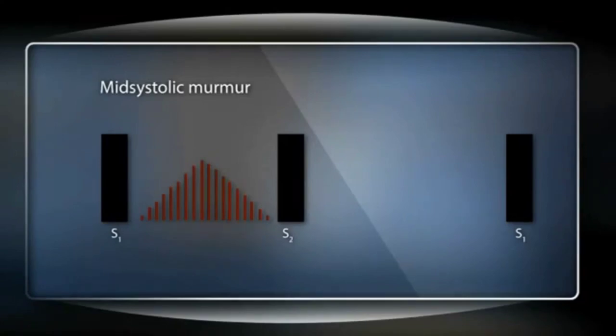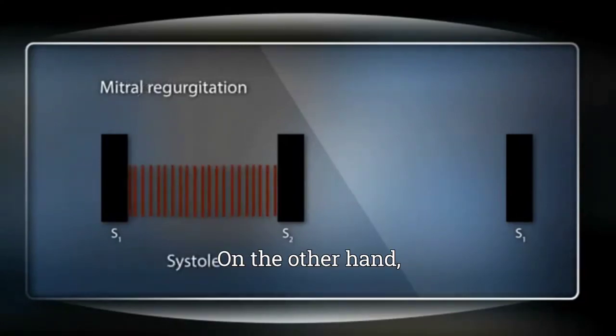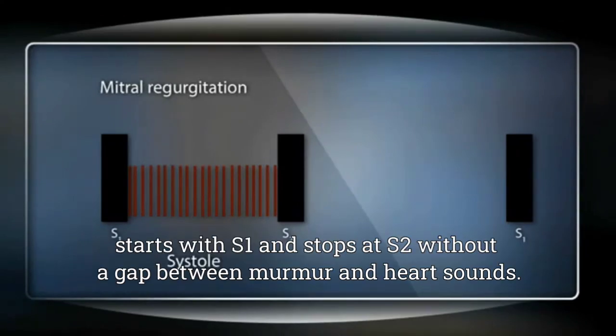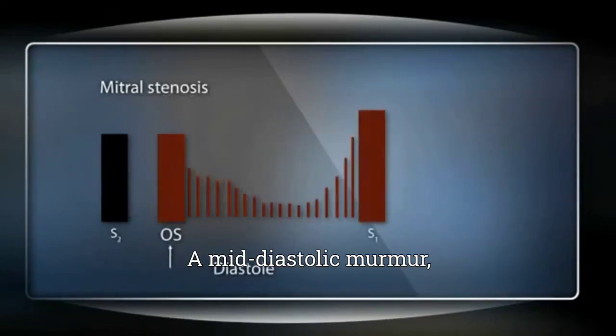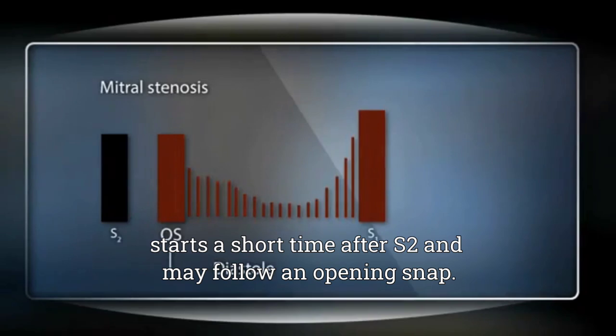On the other hand, a pansystolic murmur heard in mitral regurgitation starts with S1 and stops at S2 without a gap between murmur and heart sounds. A mid-diastolic murmur, as in mitral stenosis, starts a short time after S2 and may follow an opening snap.